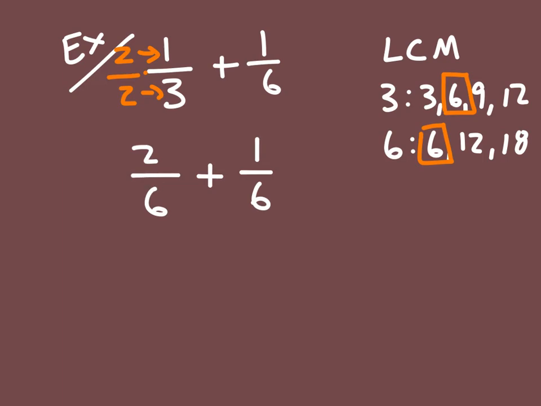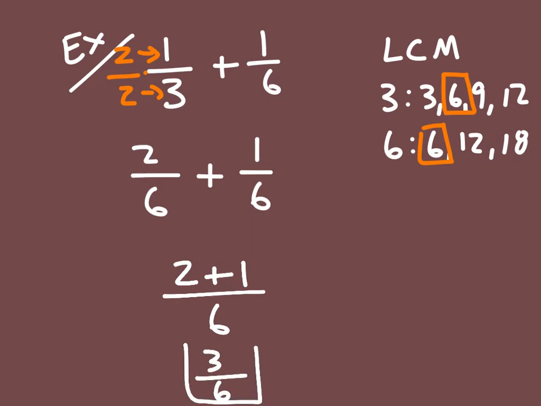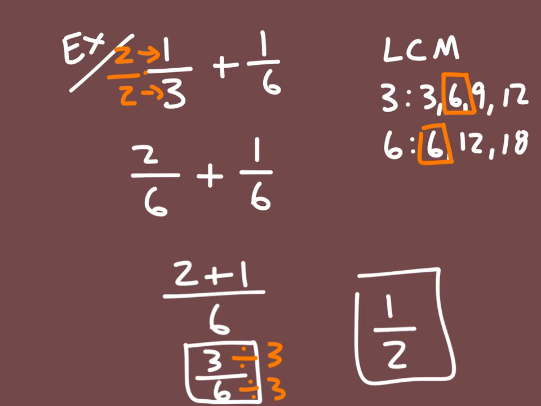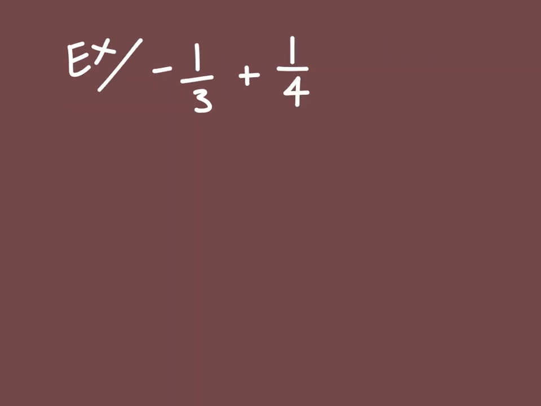Because we have a common denominator of 6, I'm going to write this as 2 plus 1 all over 6. Now 2 plus 1 gives us 3, and we're putting that over 6, and that's my answer. However, we're not done because each of these numbers is divisible by 3. 3 divided by 3 is 1, 6 divided by 3 is 2, and our answer for this is 1/2.